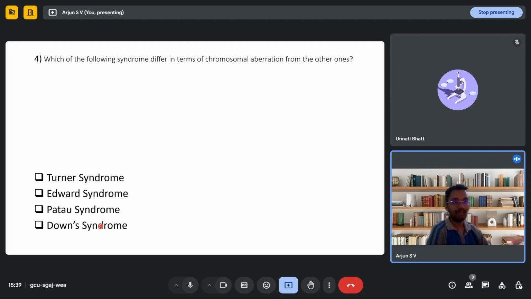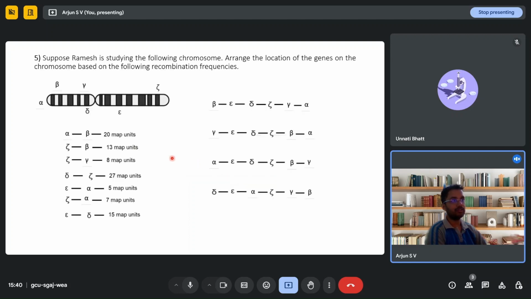Even in the recap, we saw that Down syndrome, Patau syndrome, and Edwards syndrome are all chromosomal disorders associated with trisomies of different chromosomes: 18, 21, and 13. Whereas Turner syndrome is not a chromosomal aberration based on trisomy. It's different. It's based on an X-linked genetic difference. So the answer is Turner syndrome. I'll go to the next question since it's a very theoretical question.